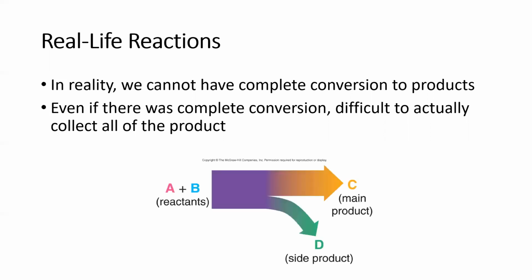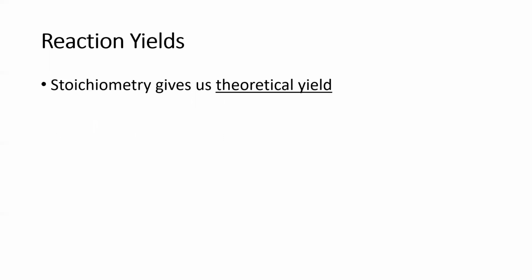So again, going from reactants to products, you're not always going to have 100% yield. So we have to do a measurement to see how good we are, how efficient this reaction was. So stoichiometry allows us to determine on paper what we should produce. That's why it's a theoretical yield. If everything worked out perfectly, this is how much product I would produce.